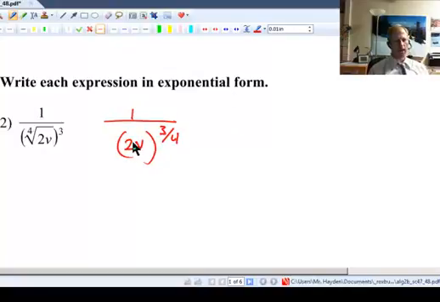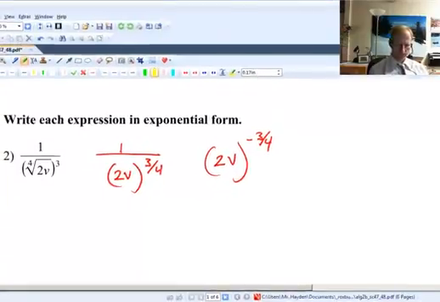And now because I have an exponent in the denominator, if I put it up in the numerator, I need to make it negative. And I'm all set.